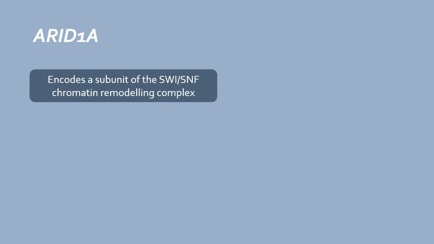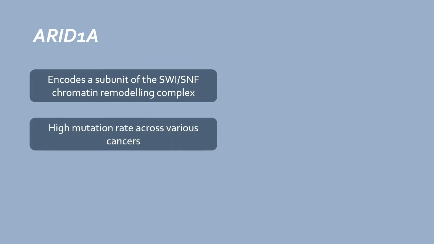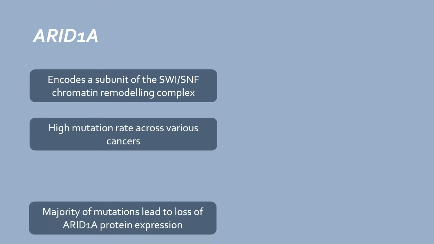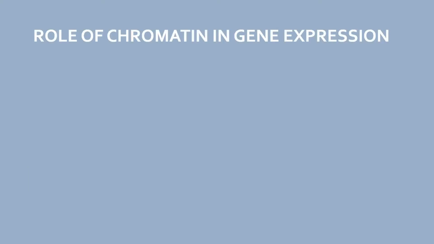The ARID1A gene encodes a subunit of the SWI/SNF chromatin remodeling complex, which regulates transcription by altering chromatin accessibility in an ATP-dependent manner, as indicated in this figure. Genes encoding subunits of the SWI/SNF complex have an average mutation frequency of 20% across various cancer types, and for ARID1A this can be even higher. The majority of mutations in the ARID1A gene are frameshift or nonsense mutations, which lead to the loss of ARID1A protein expression.